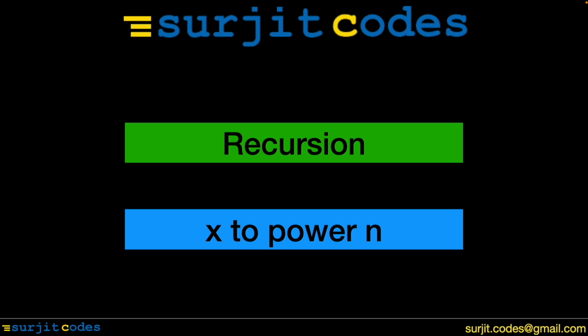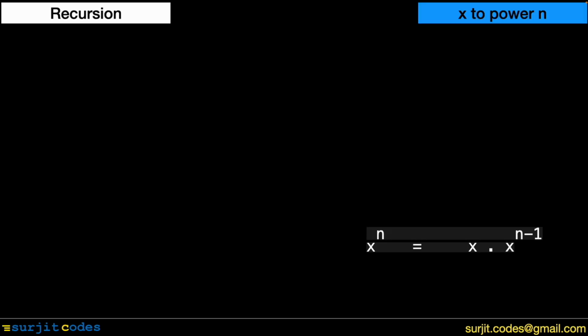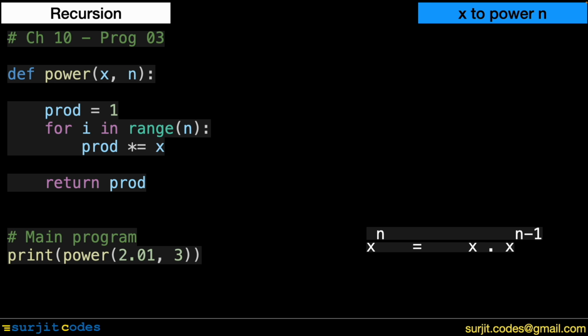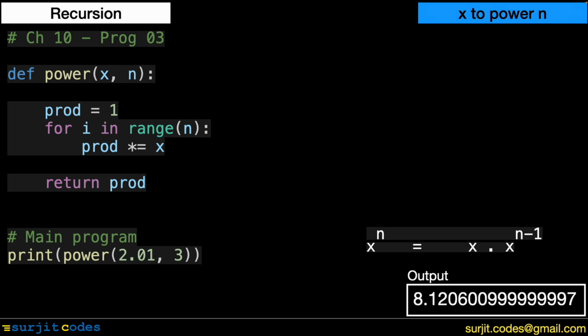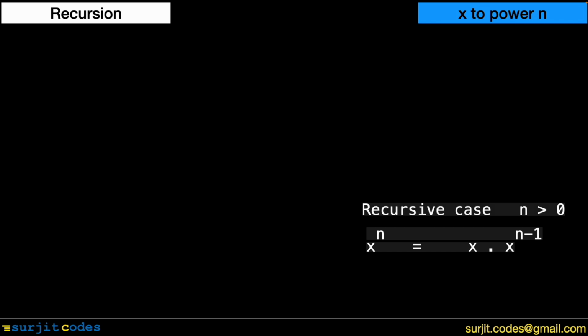Let us now consider another problem that is of x to power n, where n is a positive number. We can split it as shown. The iterative solution to this is simple and the result of this is slightly more than 8. Let us now discuss its recursive solution.